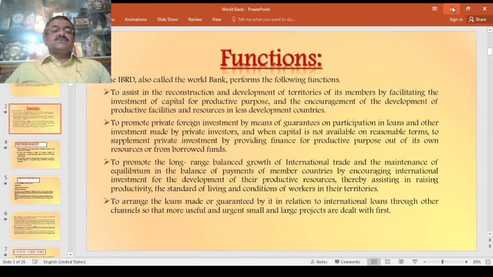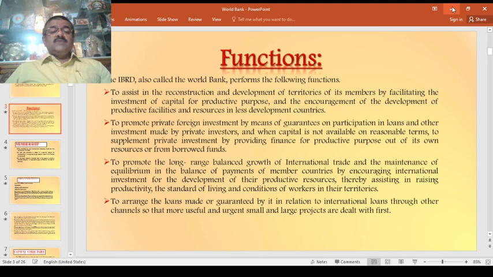The word used is reconstruction. It is because, as I already said, at the time of establishment or beginning of this IBRD, it was the end of Second World War. A number of countries were suffering for a number of reasons. One among them was the financial problem. There was literally destruction of their economy. So for the reconstruction of their economy, this IBRD has had to work.